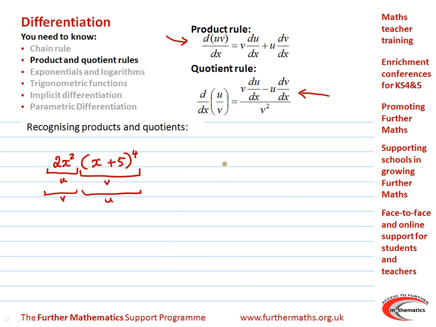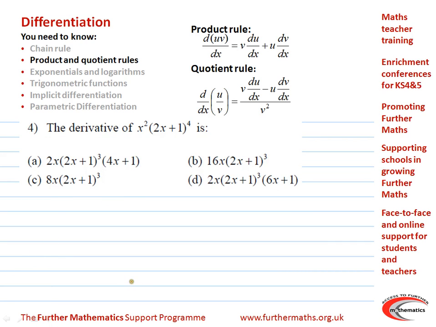So quotients, something along the lines of, let's have (3x plus 5) over (x squared minus 1). For example, this would be a quotient, and we would take 3x plus 5 as being u, and x squared minus 1 would be v, and you can't interchange those two. Alright, so let's have a little look at the product and the quotient rule working.